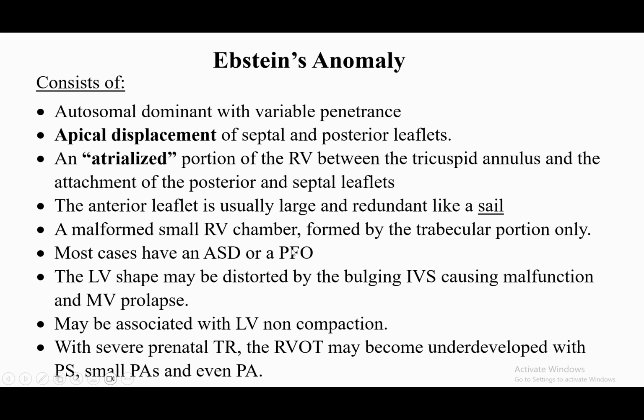The anterior leaflet is usually large and redundant like a sail. So the posterior and septal leaflets are apically displaced, and sometimes they are small, and the anterior leaflet is large like a sail. Malformed small RV chamber formed by the trabecular portion only. Most cases have an ASD or a PFO, and they would decompress the right side if it fails. The LV shape may be distorted by the bulging interventricular septum towards the right, causing malfunction and mitral valve prolapse.